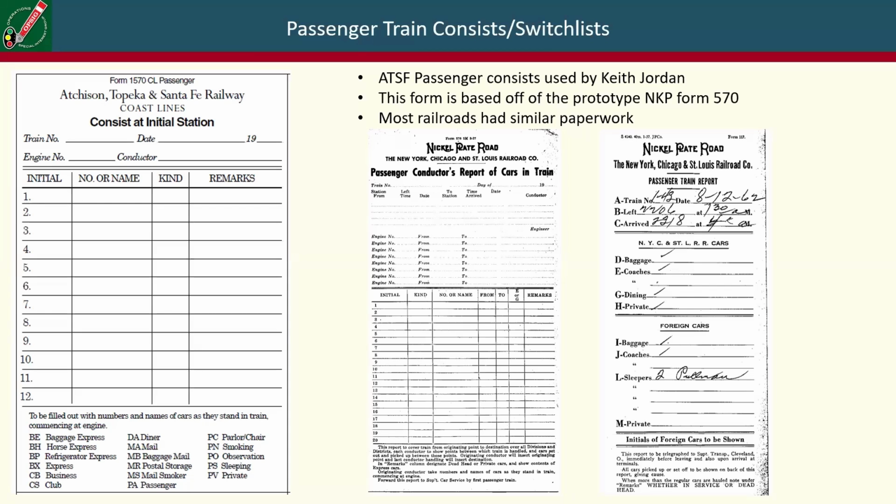That said, I've seen many similar ones to these on eBay or at train shows. So you can just find the paperwork that looks good to you, then make your own consist based off of that.